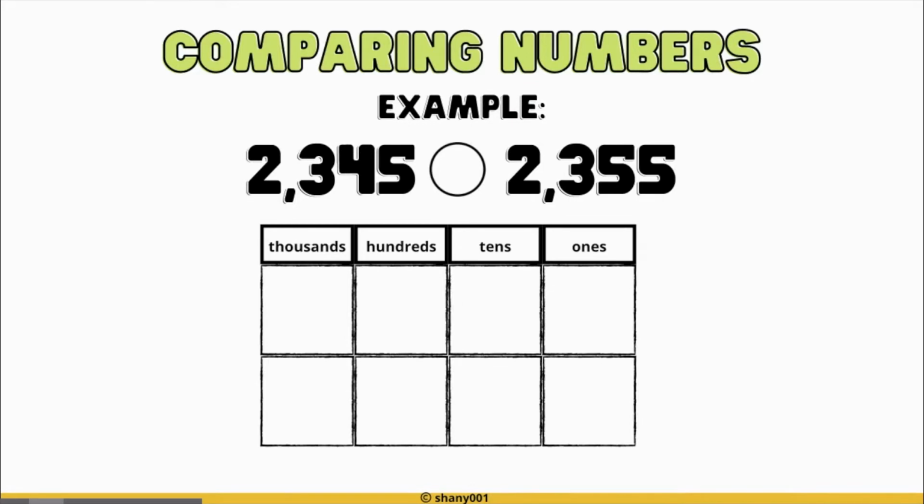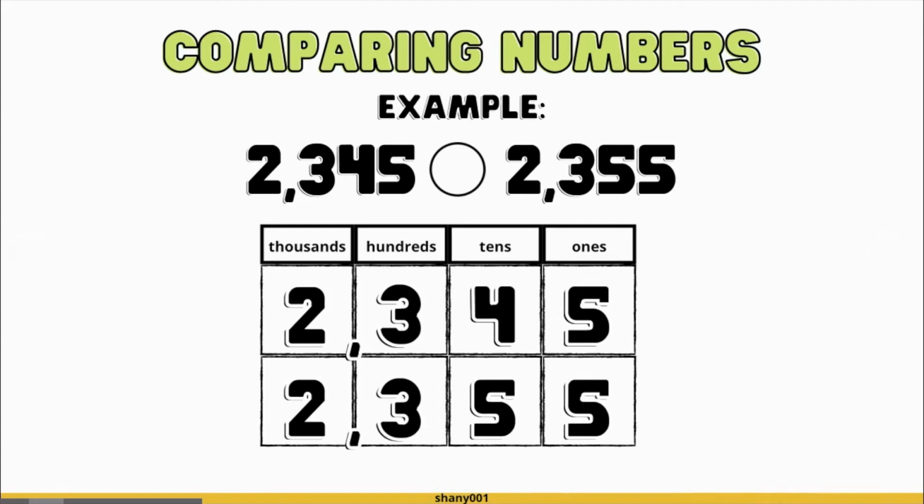Comparing numbers. Let's go ahead and compare these 2 numbers. Which one do you think is bigger? We have 2,345. We have 2,355. A great strategy to use is to place the numbers in a place value chart. What that means is you basically write out the number here. And this is what it looks like. So we have 2,345.